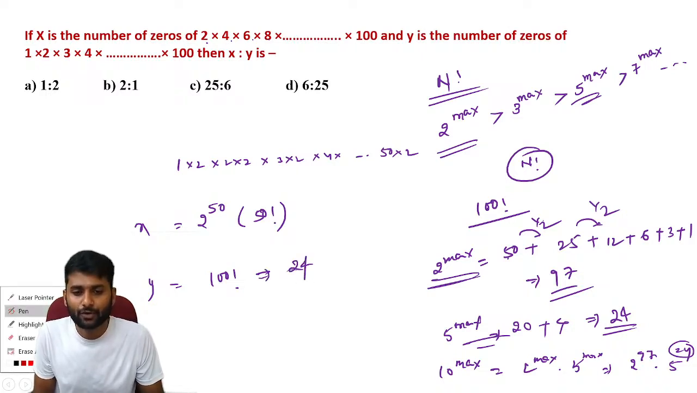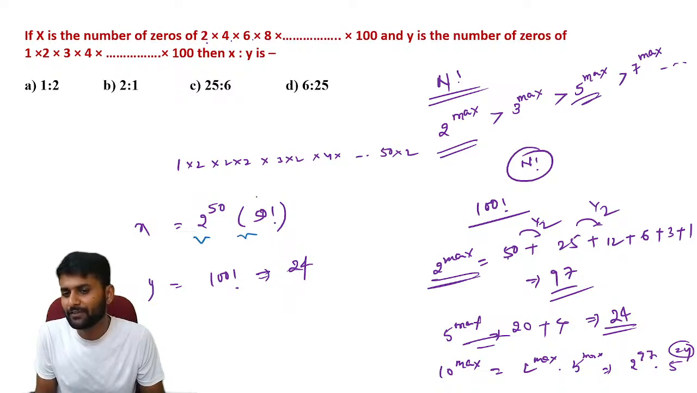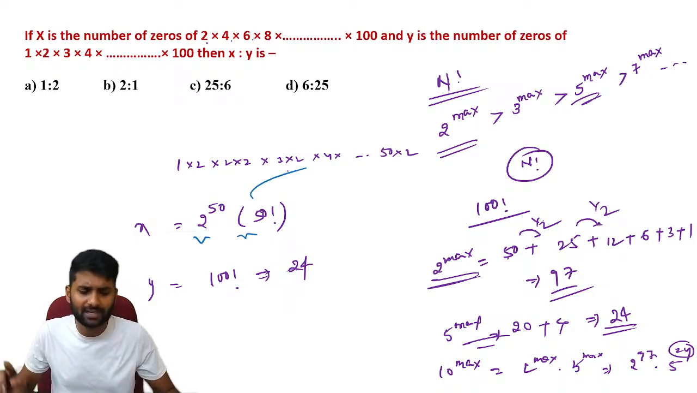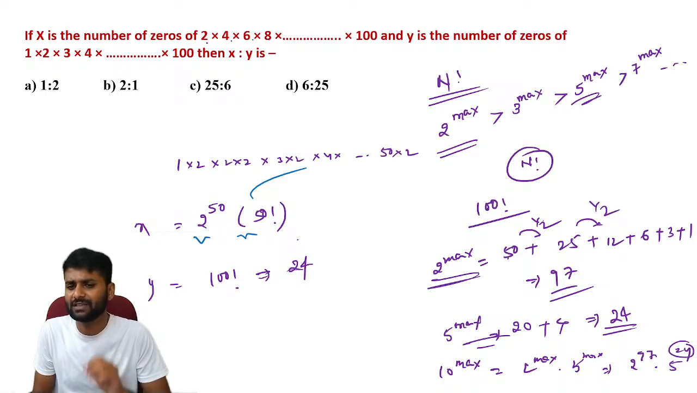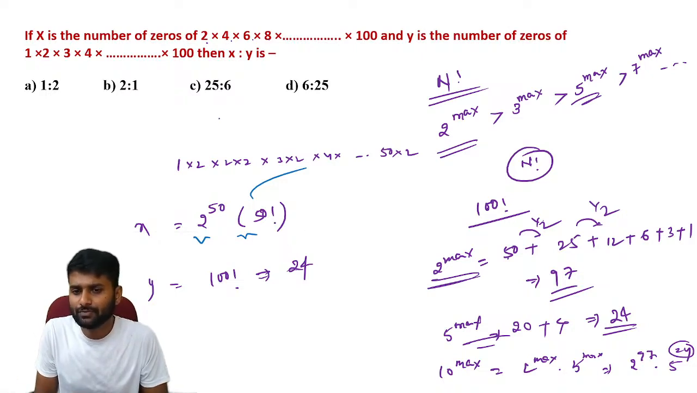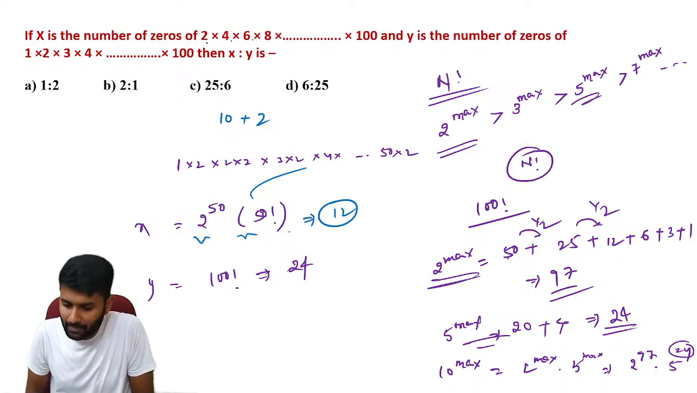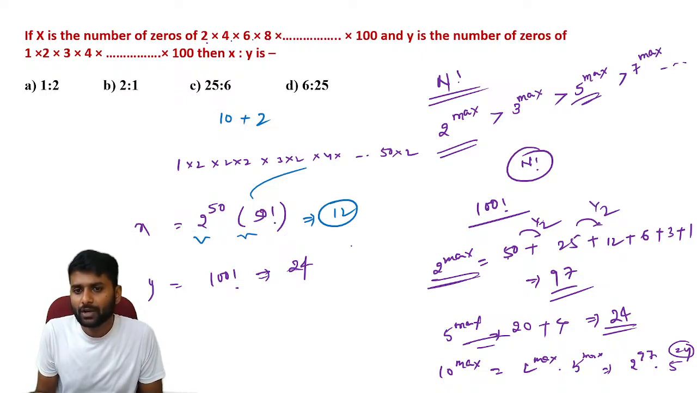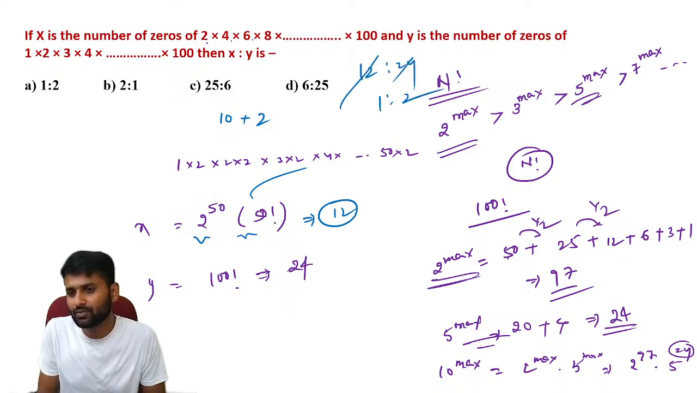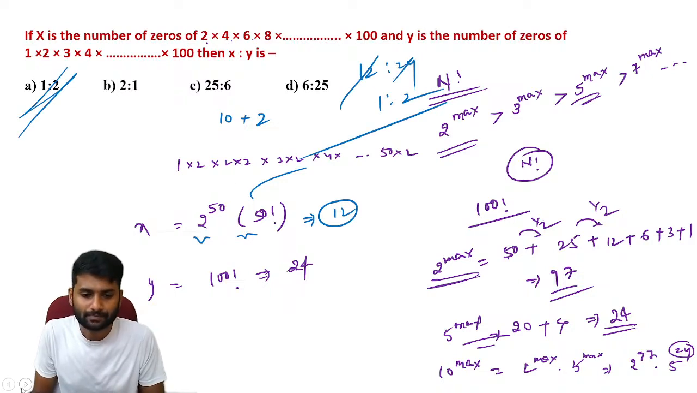In the same way, if you go through x, 2 power 50 and 50 factorial, the number of 2's is always greater than the number of 5's. Just identify what the 5 maximum value in 50 factorial is. I told you, 50 by 5 is 10, 10 by 5 is 2. So you can see that the number of 5's is 12 and the number of zeros is also 12. Now the question: what is the x to y ratio? So 12 is to 24, it's all about 1 is to 2.